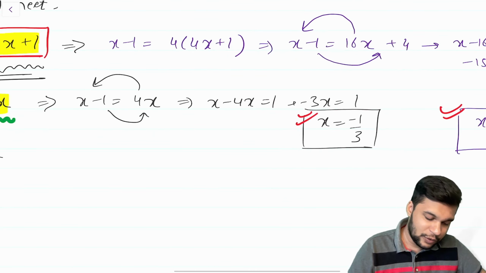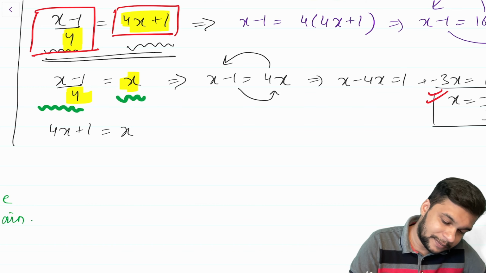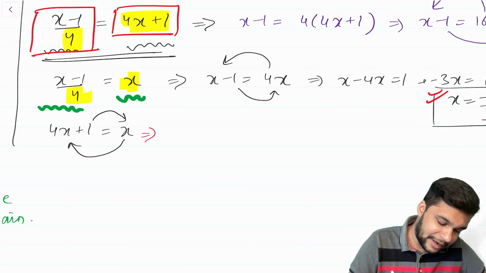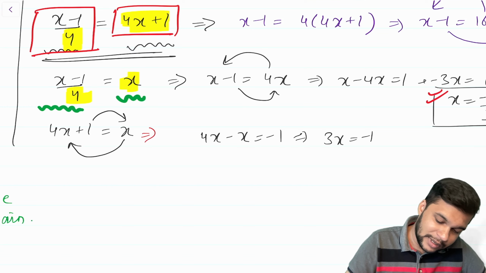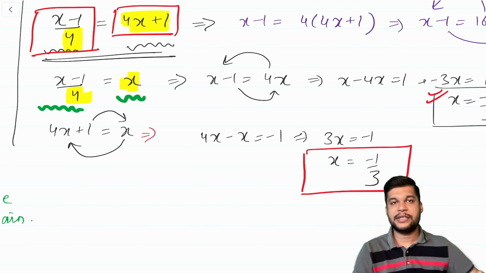Now the third way, you substitute f inverse of x as x. So let's solve it. Shift x to the left, shift 1 to the right. So 4x minus x equal to minus 1, which means 3x equal to minus 1, which means x equal to minus 1 by 3, and you have gotten the same answer.